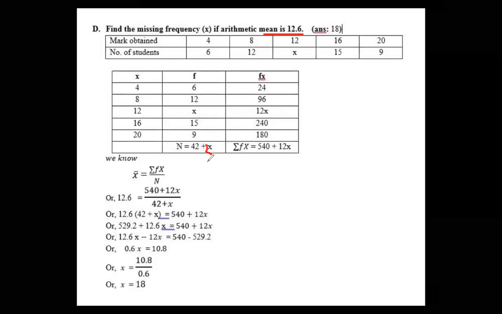Suppose if there is 2x, then 42 plus 2x, somebody might write down 44x. That is wrong.